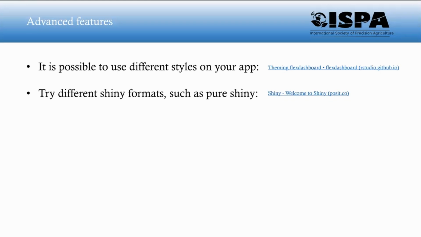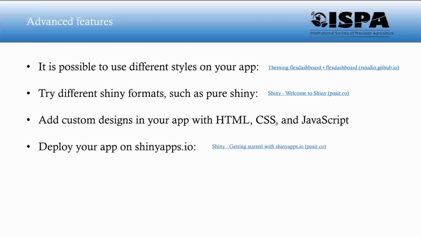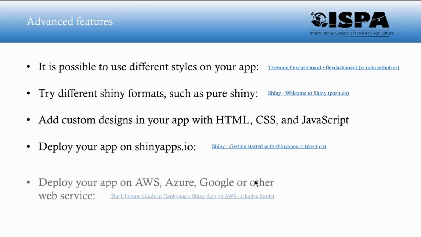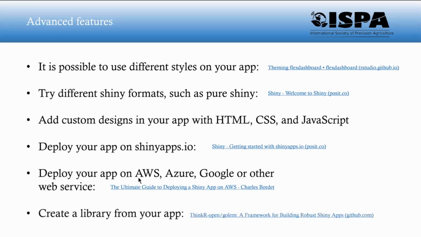This link has a welcome to Shiny, with some tutorials. You can add custom designs with HTML, CSS, and JavaScript, such as my website, which has JavaScript to show those things. And you can deploy, as we were talking, on Shiny. Here is the link. You can also deploy with AWS, Azure, Google, or other web servers. Here's a link to deploy on AWS, step by step; this tutorial is very good.